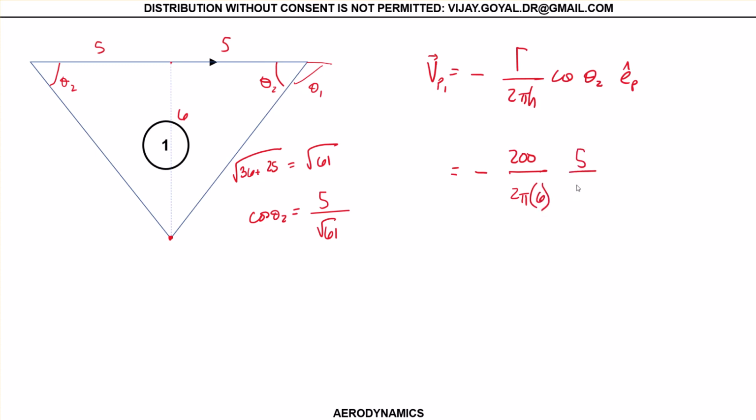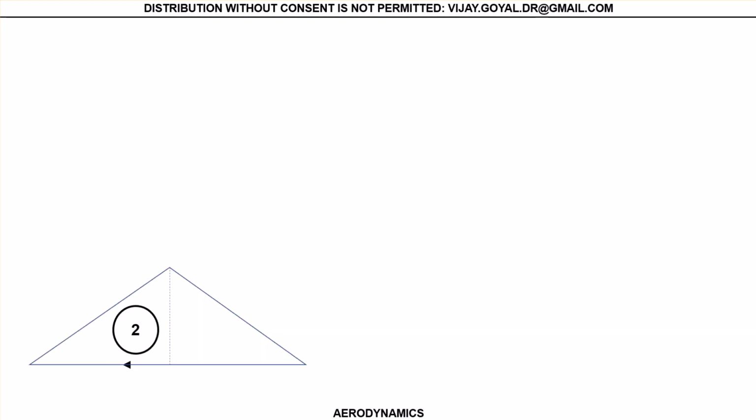And the value of cosine is this value right here. This is EP. So the total value gives you minus 40 EP meters per second. Okay? So now we can move on. This is the influence of segment 1. Let's move on to segment number 2.